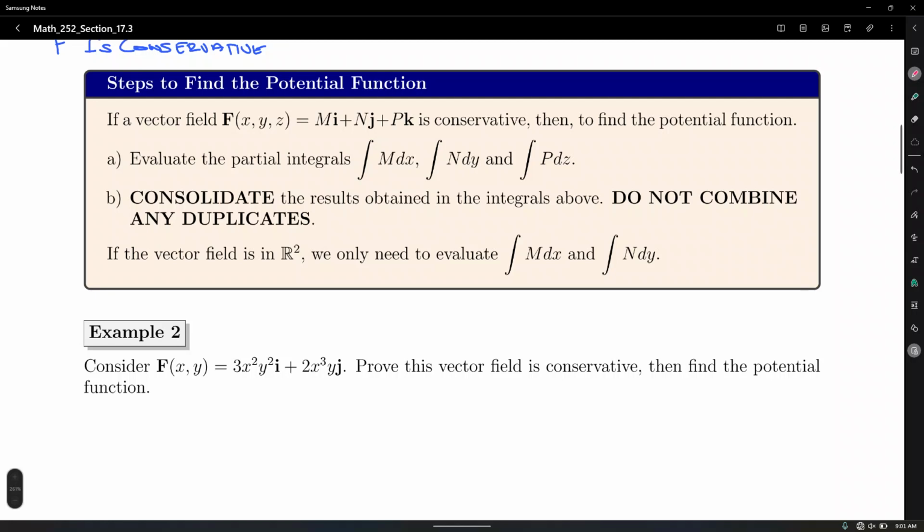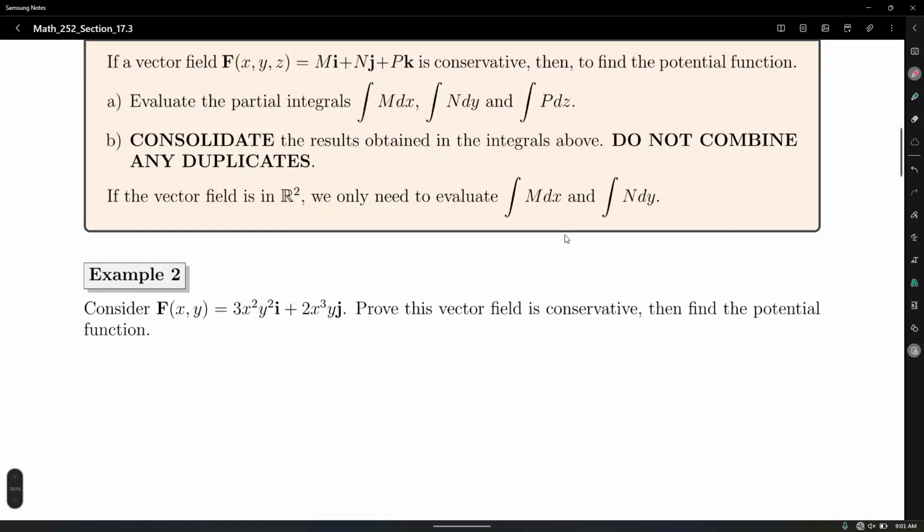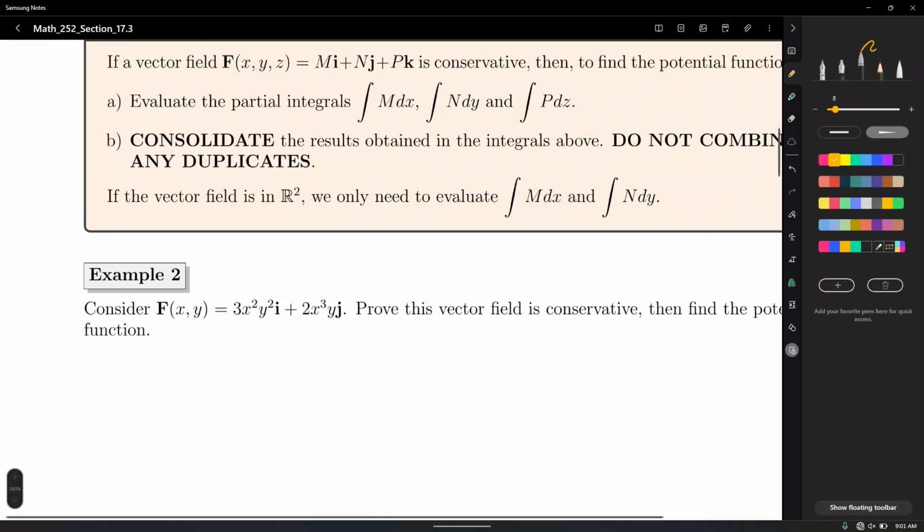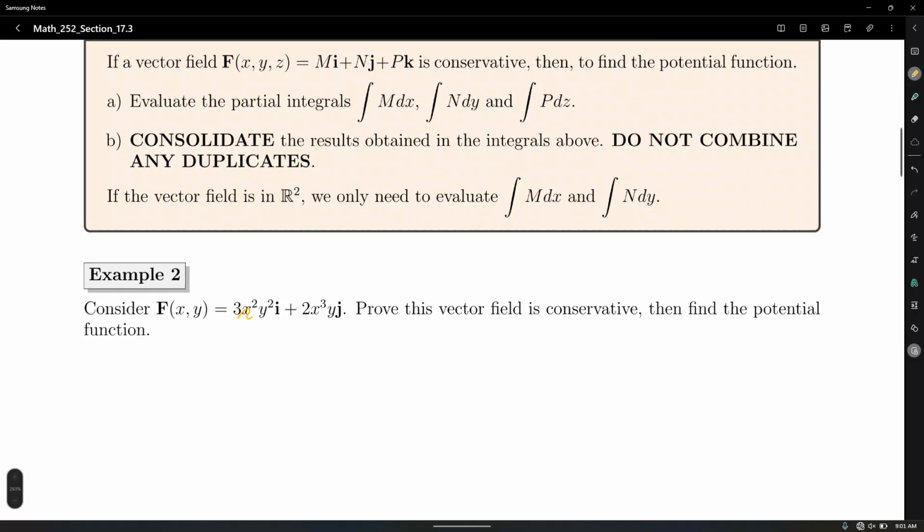Okay. Example number 2. Consider big F of x, y. That's actually a vector field in R2. 3x squared y squared in the direction of i, and 2x cubed y in the direction of j. Number 1, prove that this vector field is conservative, and then find the potential function. All right. So again, you might want to label this. This is our M. This is our N.